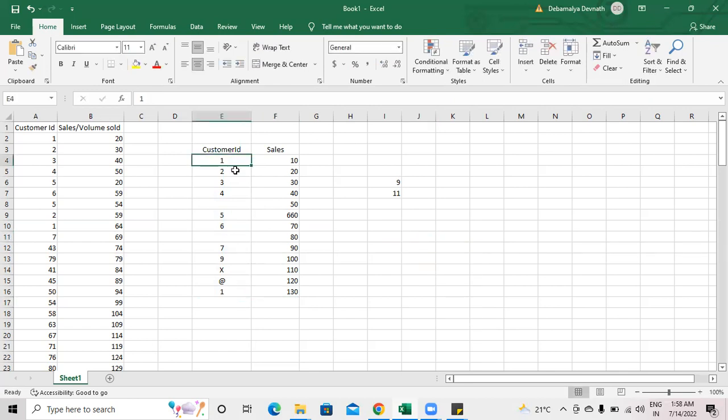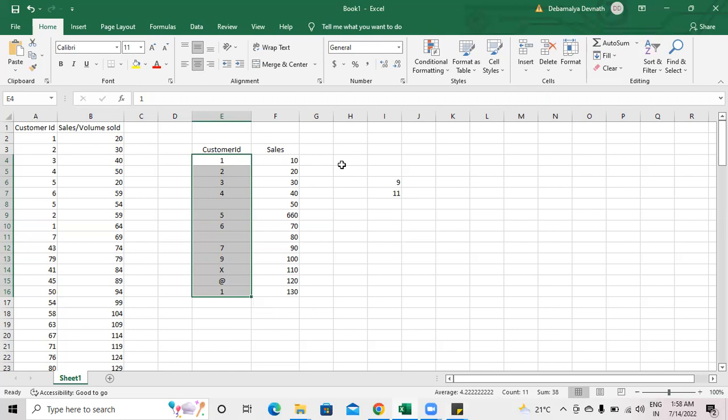Anyways, it's small, so we can count it: 1, 2, 3, 4, 5, 6, 7, 8, 9, 10, 11. Right? COUNTA gave me 11 as output because it ignored these two blanks. It is actually 13. 13 is the number of items present in this list or number of rows available. So in this, it ignored two blanks and gave me 11 as a number.